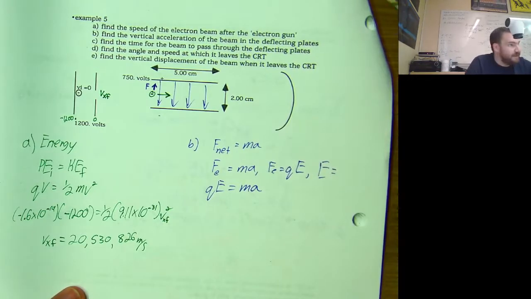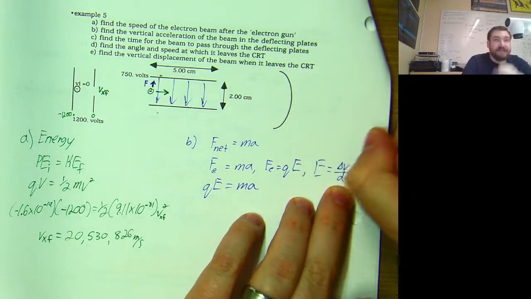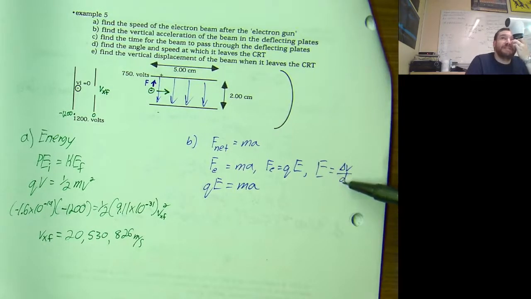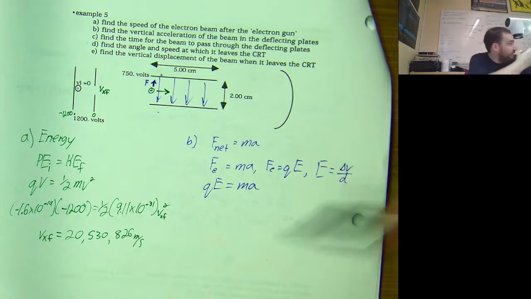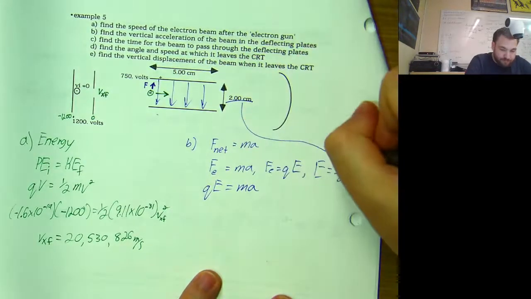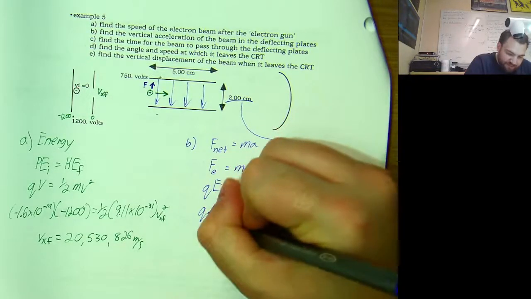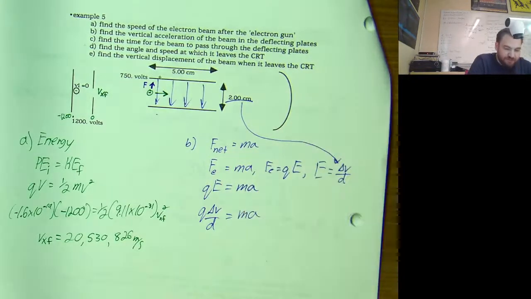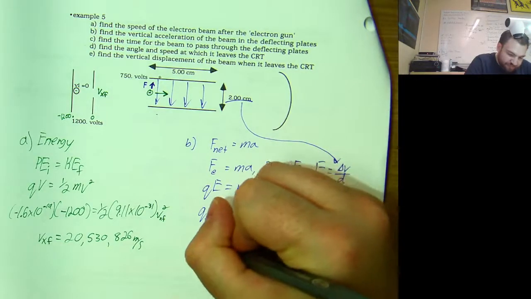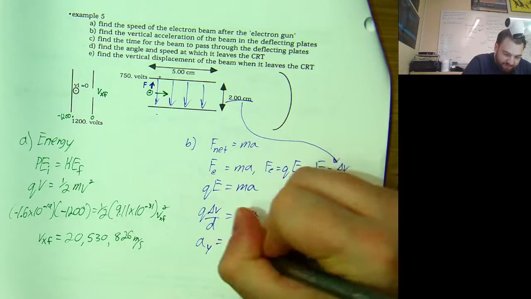In a set of parallel plates, the electric field is given by the change in voltage divided by the distance. Now the distance here is which distance? Yeah, the separation of the plates. This distance here. So we're going to get Q delta V over D equals a mass times an acceleration. So my acceleration in the y direction is going to be given by this expression here. Q delta V over MD.